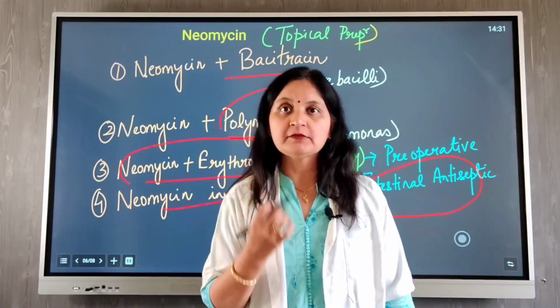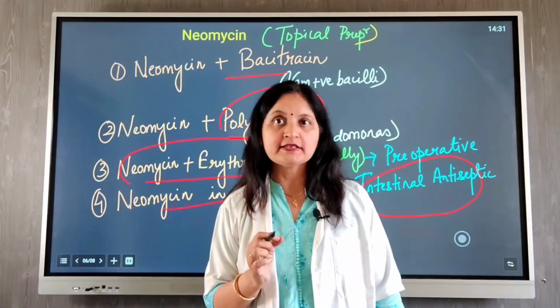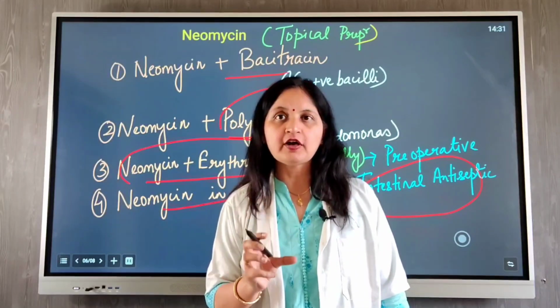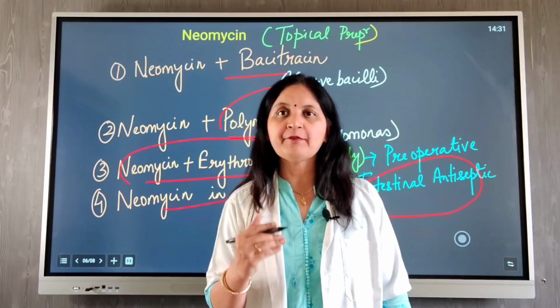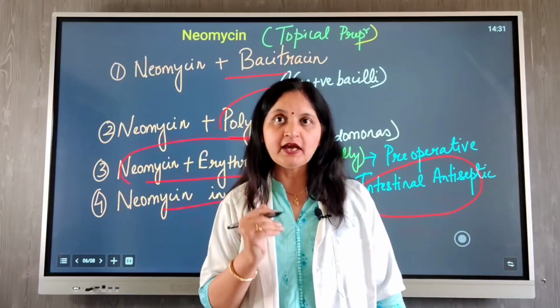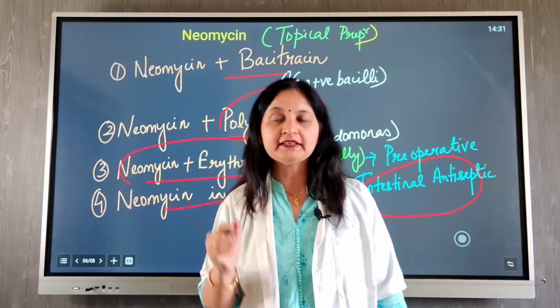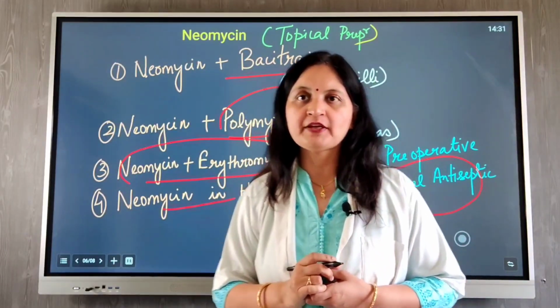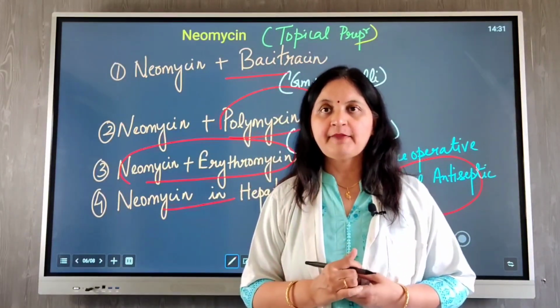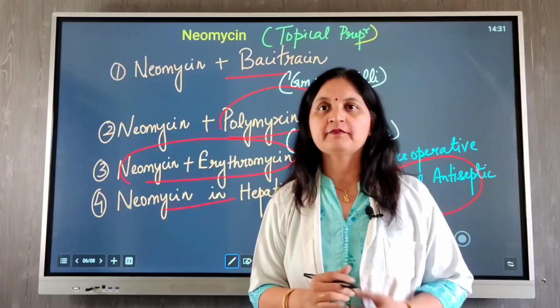And the pharmacological basis for this is that neomycin kills or destroys the coliform bacterial flora that produces ammonia. So it suppresses ammonia production by destroying the bacteria that produces ammonia. So by reducing the ammonia formation, it is useful in the management of hepatic coma.